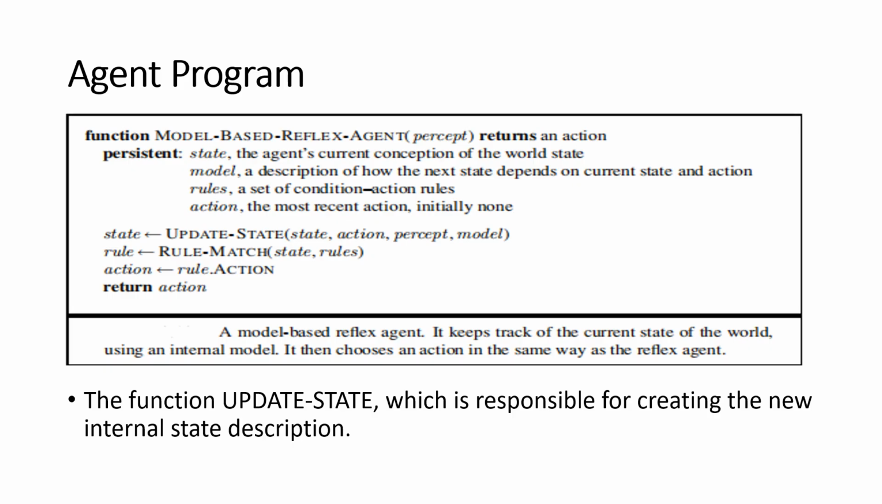So that means it finds the rule whose condition matches the current state. Next is selecting the action, that is, execute the action specified by the matching rule. Then it returns an action. That means the chosen action is sent to the environment. So we can say that a model-based reflex agent maintains an internal state using a world model and selects action by applying condition-action rules to the updated state.